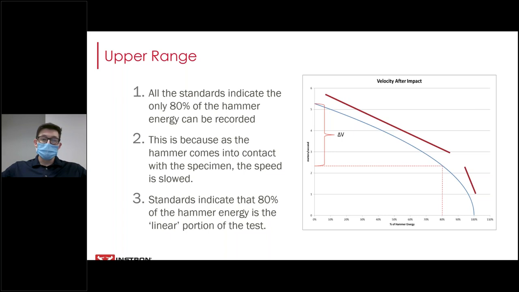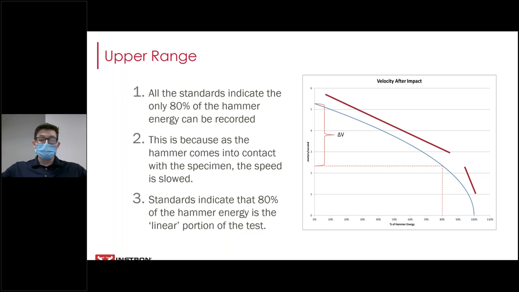So this is the reason for the standard saying that you can only test up to 80% of your hammer energy. And it's just something to keep in mind, because you wouldn't want to purchase a 450 joule machine and then find out you can only test 360 joule specimens if you were planning on testing specimens up to 400.